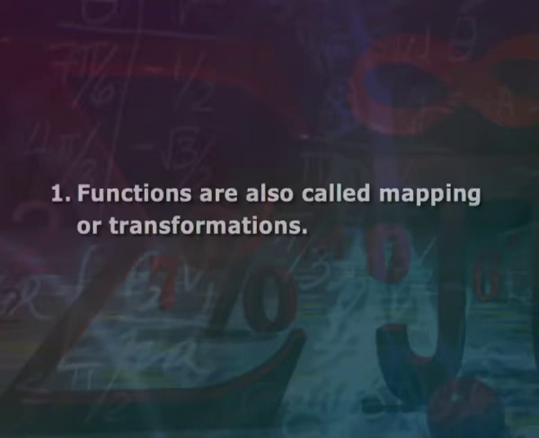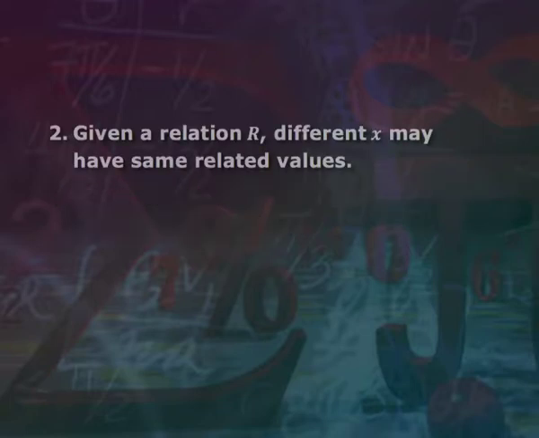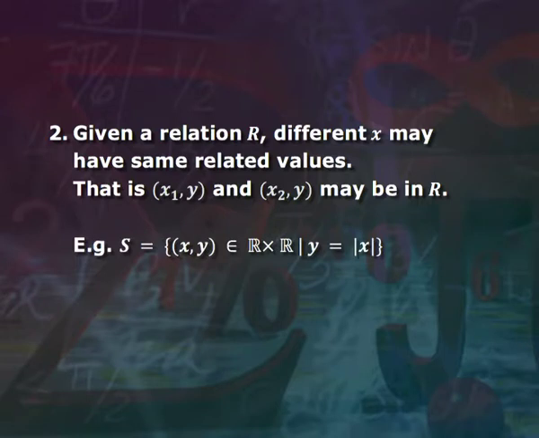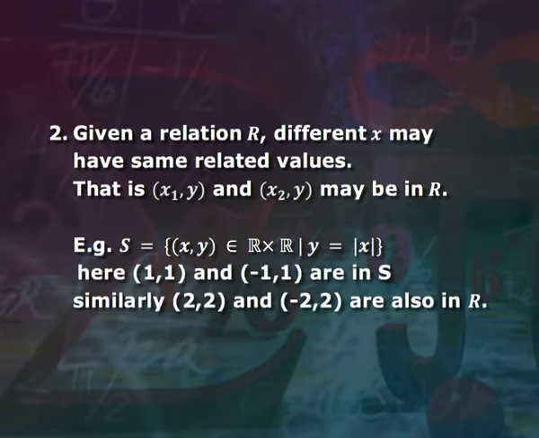Remarks. 1. Functions are also called mapping or transformations. 2. Given a relation R, different x may have same related values, that is (x1, y) and (x2, y) may be in R, as for example, S equal to the set of ordered pairs (x, y) in R² such that y is equal to absolute value of x. Here (1, 1) and (-1, 1) are in S. Similarly, (2, 2) and (-2, 2) are also in S.